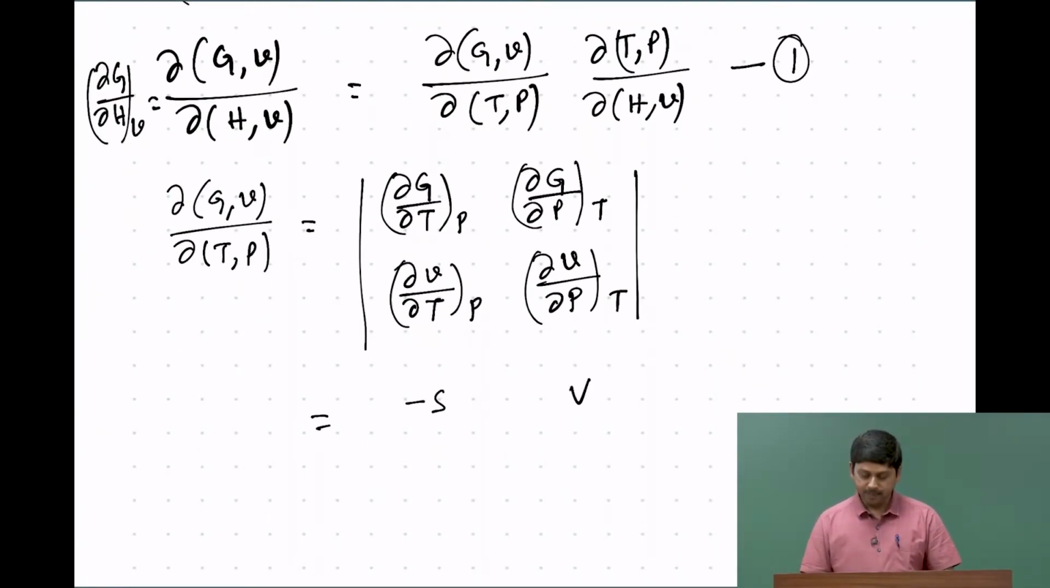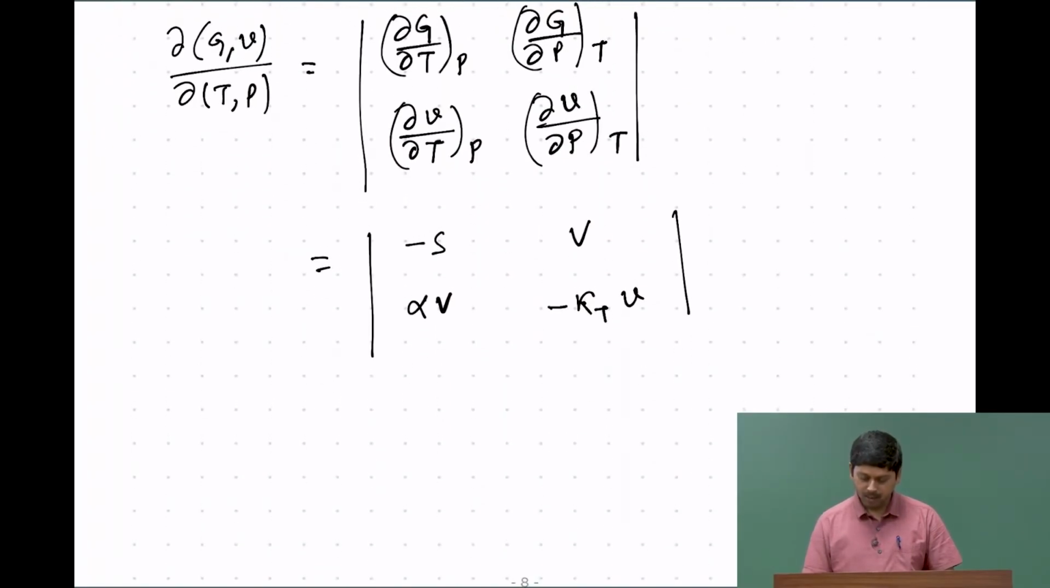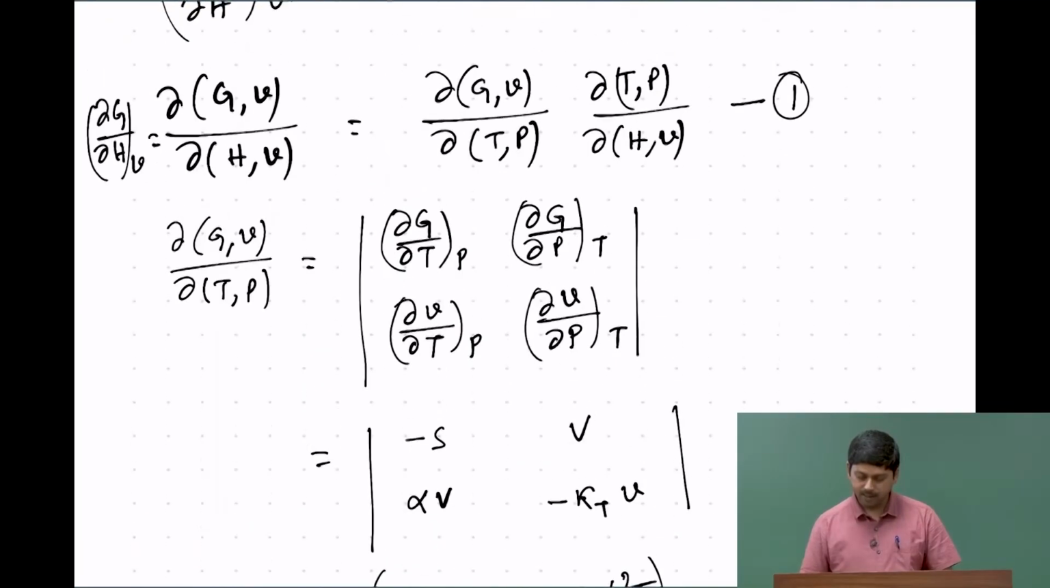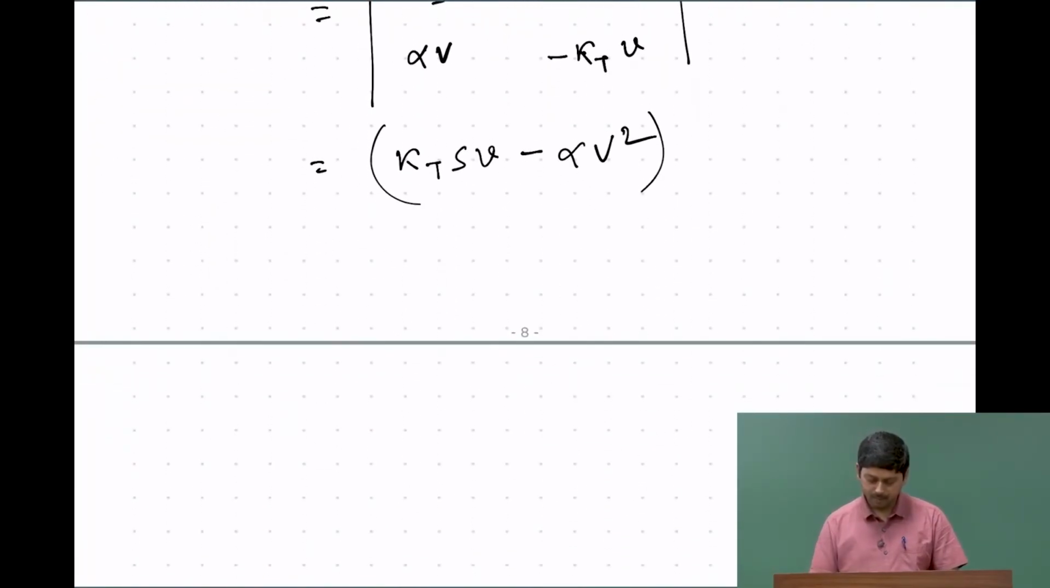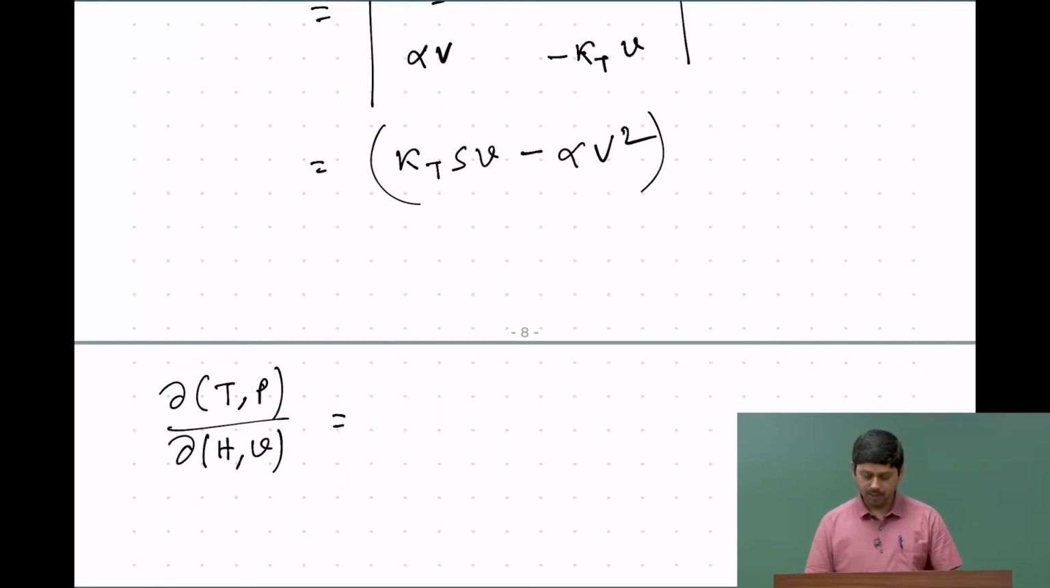and del V by del T at a constant P, we know again it is the isothermal coefficient of thermal expansion, alpha V, and this quantity del V by del P is minus kappa T into V. We got all the 4 for the first term, and this is going to give us kappa T S V minus alpha V square. Now, right hand side, del T P by del H V is of course inverse of that quantity.